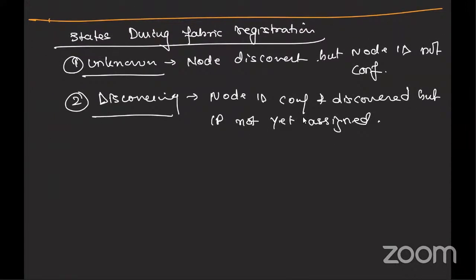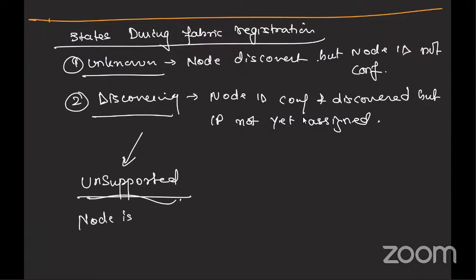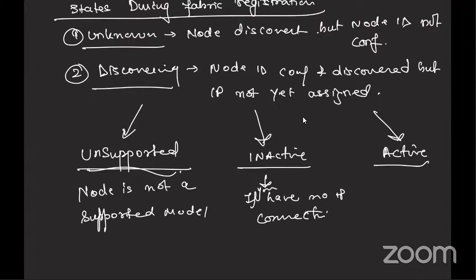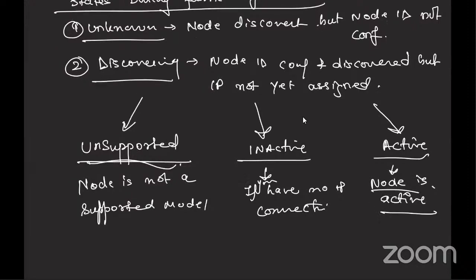Okay. Now after discovering, there are options on which it can go. One option is unsupported. If you have put in a wrong ACI model, which is not supported, it goes into this state, which is known as unsupported, where your node is not a supported model. Okay. And if it failed to assign the IP, your node is going to go into the inactive state, where you have no IP connectivity. Or if it is successfully assigned the IP, it's going to go into the active state, that is present in our case where we have the node active. So this is how it's going to go.